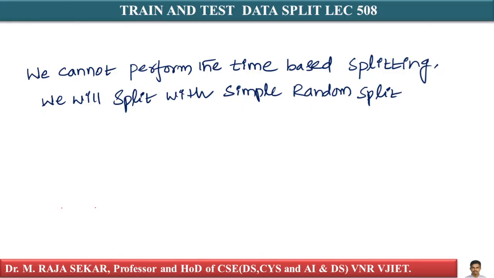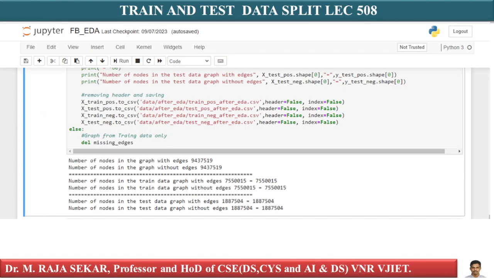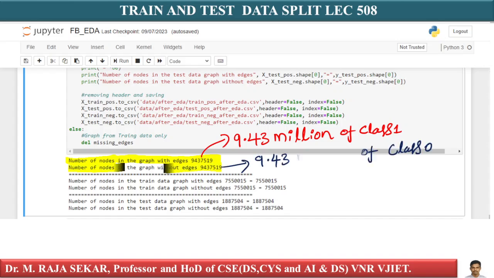My total graph itself has 9.43 million class 1 labeled pairs of vertices, and I have the same number of class label 0 pairs of vertices, isn't it? We are literally splitting into two parts.